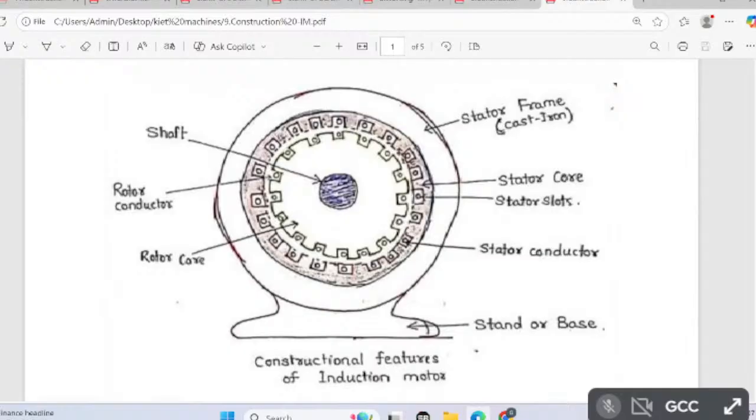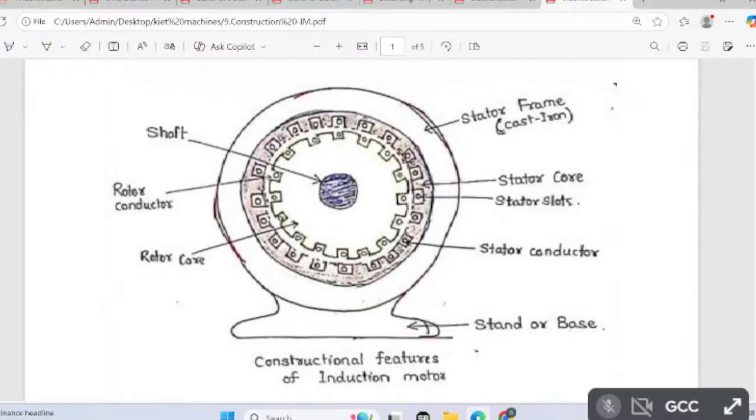The winding is called the primary winding. So in the induction motor, the stator winding is called the primary winding, which is connected to the supply. What is the definition of the primary winding of the transformer? The winding which is connected to the supply is known as the primary winding. The winding which is connected to the load is called the secondary winding.